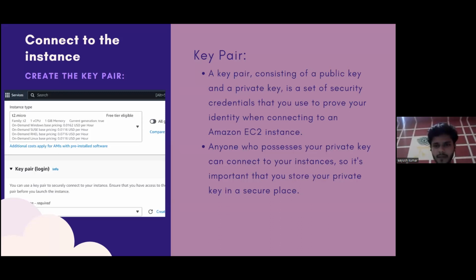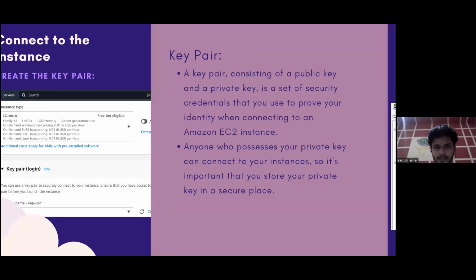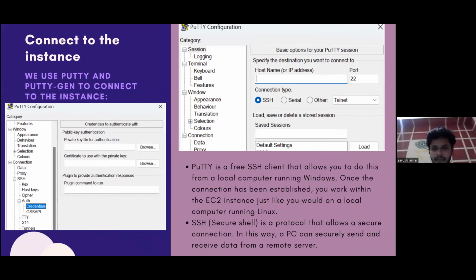In a key pair, there is a public key and a private key. When we create the key pair, we will see this in the demonstration part, like how we download the key pair. The key pair file that we download is basically the private key that we need to provide to a specific software while connecting to the instance. That software is PuTTY. PuTTY is basically a free SSH client that allows us to establish a connection between our laptop and that virtual instance. So now we are going to see the demonstration.